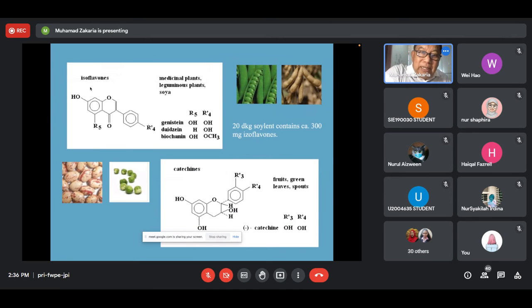Isoflavone. These are in medicinal plants, leguminous plants, or soya bean. It contains genistein, daidzein, or biochanin. Besides that, inside soya bean it also contains catechin, and they are important. These are isoflavonoids. They are important to give antibacterial and antifungal activity.